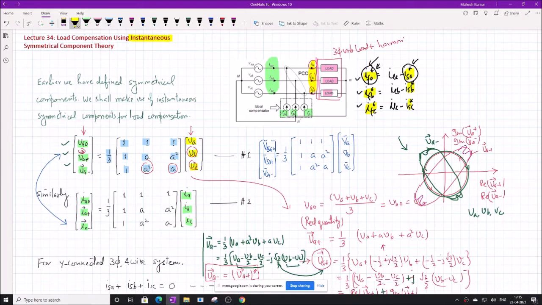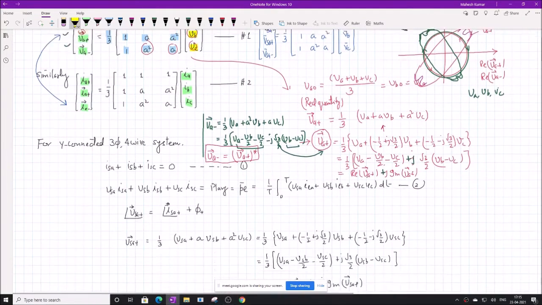Alright, so we shall formulate the objectives for the compensator in such a way that there are three equations to solve for these three variables. Therefore, this problem is similar to the previous problem, except the approach is different. It is using the concept of instantaneous symmetrical component. So let us see how it works.